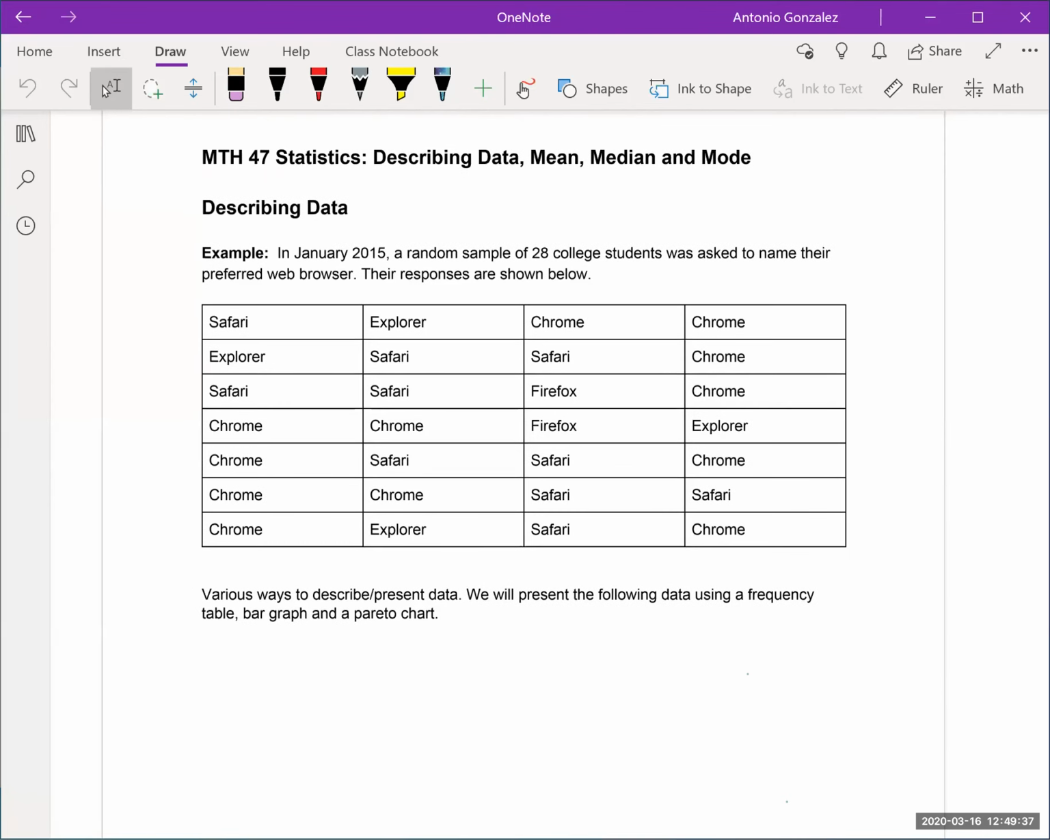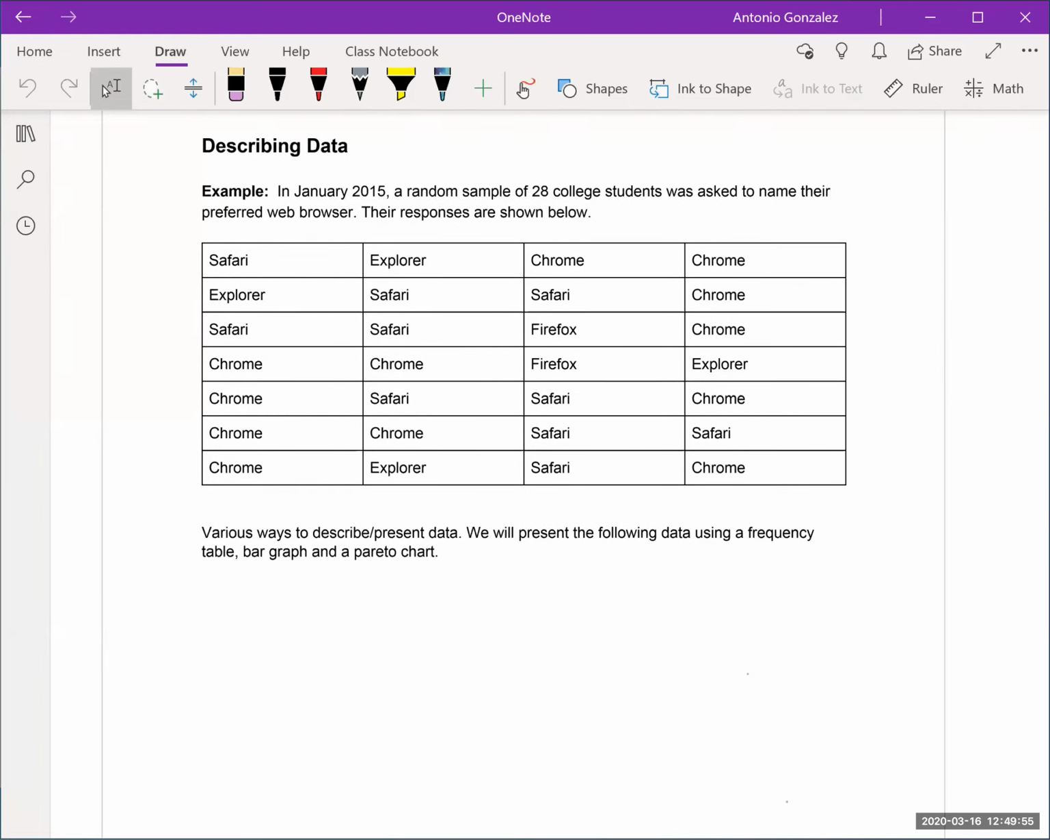Okay, so here it says in January 2015, a random sample of 28 college students was asked to name their preferred web browser. Their responses are shown below. Here we surveyed, so it looks more like an observational study. And also, if you recall from last week, what type of data is this? Is this qualitative or quantitative?